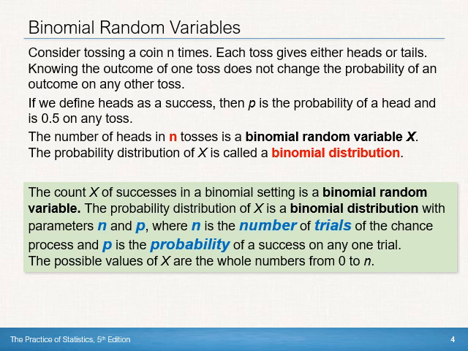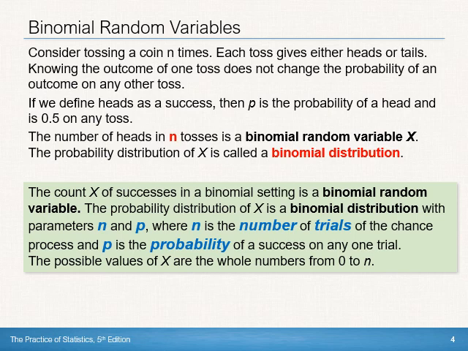That x is going to be a binomial random variable, and it will have a binomial distribution. We talked about probability distributions for random variables in the past section, but now we have a very special binomial distribution, or binomial probability distribution, specifically for a binomial random variable. So the count x is going to count the number of successes in n trials. This binomial random variable is going to have a binomial distribution.